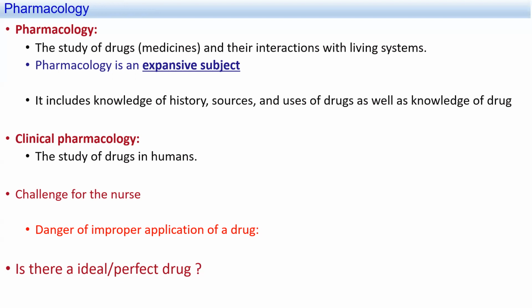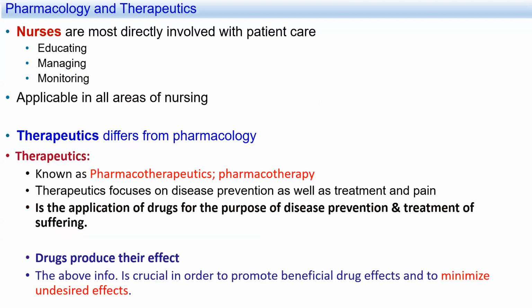And there is always the question asked in pharmacology: is there an ideal or perfect drug? And the answer is always no, because every drug is a chemical component, unless it's from a plant or natural source. Once it is a chemical component, we anticipate there are some side effects from the drug. So there is no ideal or perfect drug.